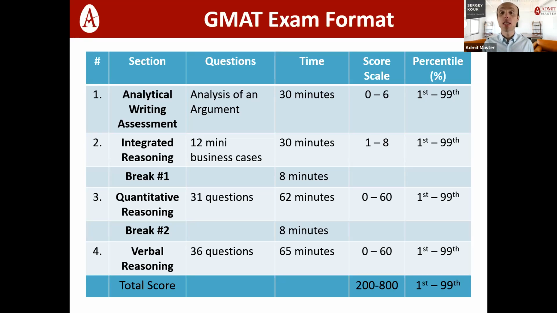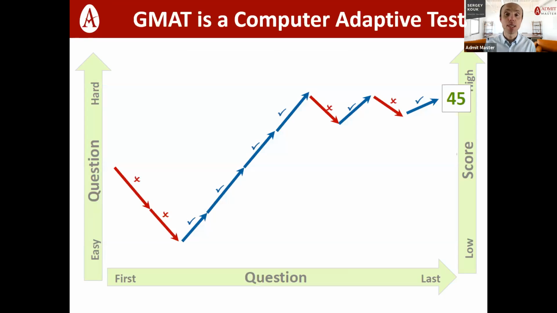Now, the most important thing and the most challenging thing for most people in the quant and verbal sections is the fact that this is a computer adaptive test. Now, I am sure you know what is a test, and I'm also sure you know what is a computer. We're sitting in front of one right now. But what does it mean, adaptive? Well, adaptive simply means that it adapts, but how exactly does it adapt? Well, the GMAT adapts the difficulty of the questions as we go along. That means if we're answering the questions correctly, the difficulty of the questions keeps going up.